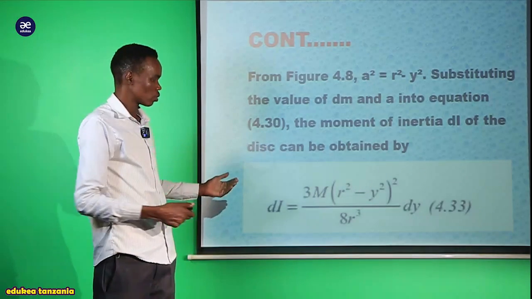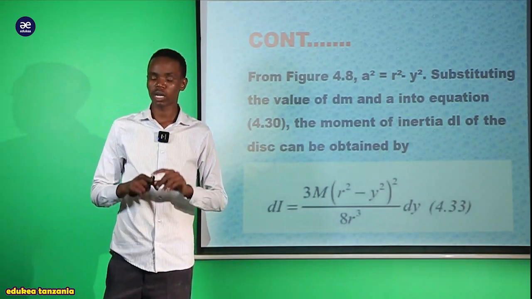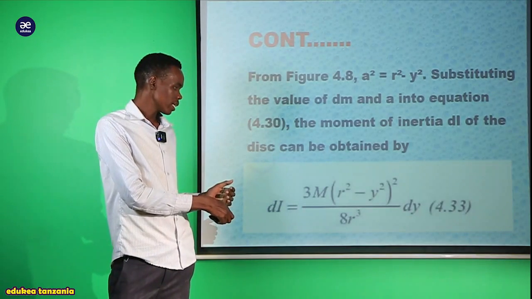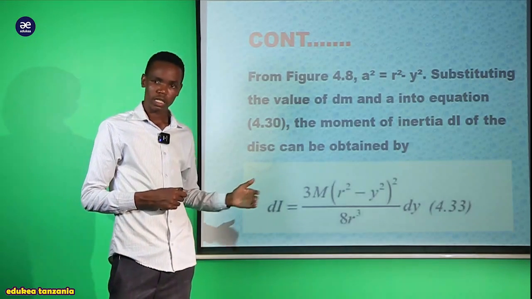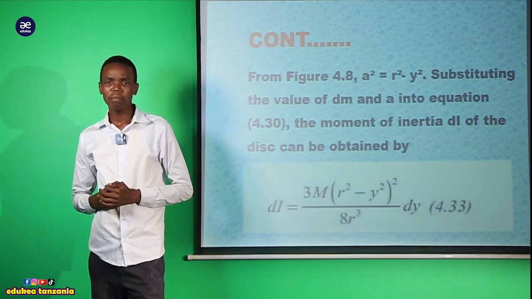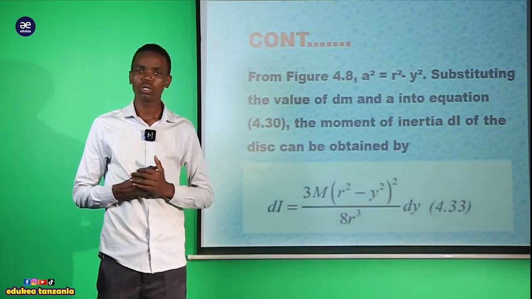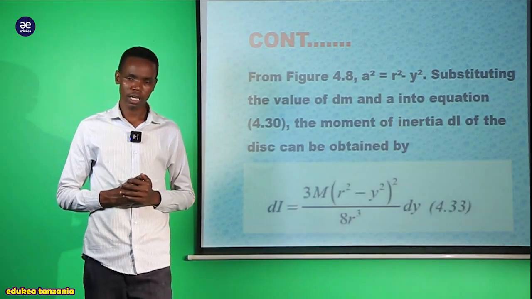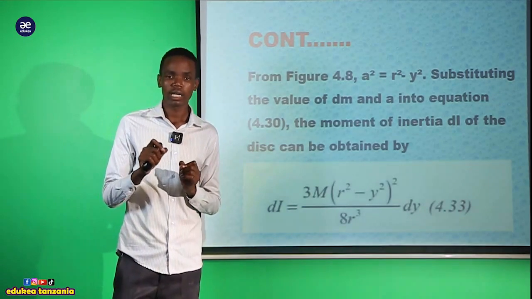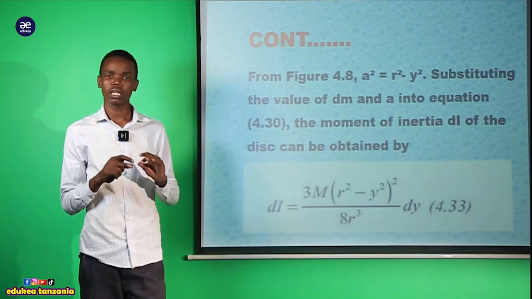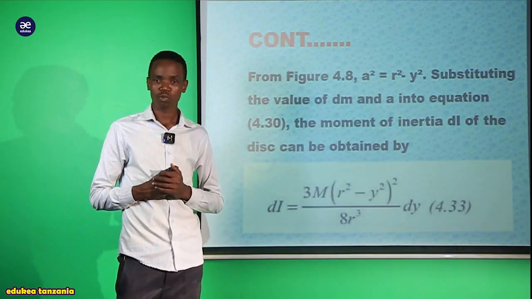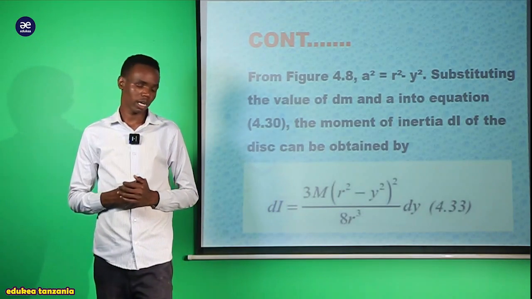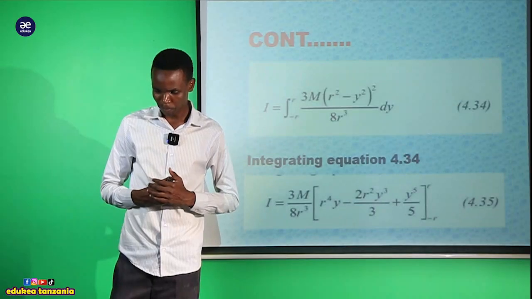If we remove the a square, we should obtain r square minus y square, then the bracket squared. Now, after this one times the dy, then we divide by 8r cube. This implies the volume. After this, my dear student, this should be equation number 4.33, our equation number 33 for our 4C topic here. We should say that dI must be equal to 3m, then the bracket r square minus y square exponent 2, as we observe, divided by 8r cube. Then we multiply it by dy.